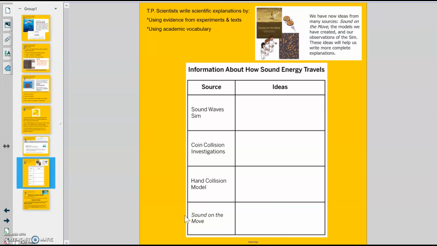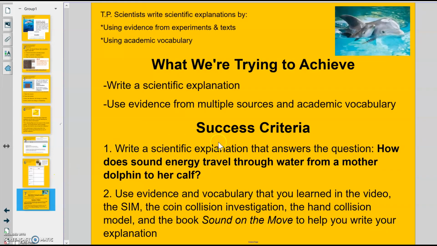And what did you learn from the book Sound on the Move? You're going to use evidence from all of these experiments and texts, and also use academic vocabulary when you're writing your scientific explanation. So your job for today is to write a scientific explanation that answers the question, how does sound energy travel through water from a mother dolphin to her calf? And you're going to use evidence and vocabulary that you learned in the video, the sim, the coin collision investigation, the hand collision model, and the book Sound on the Move to help you write your explanation.